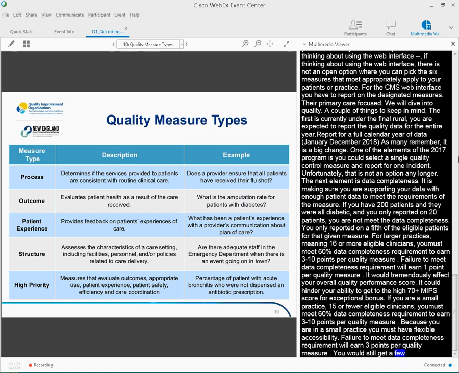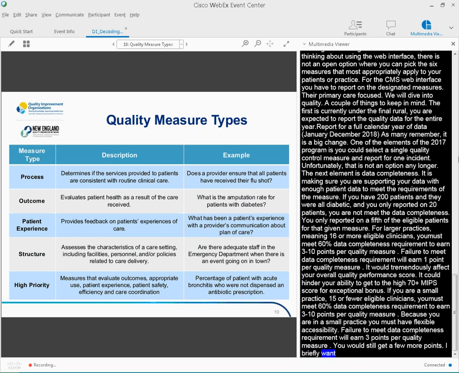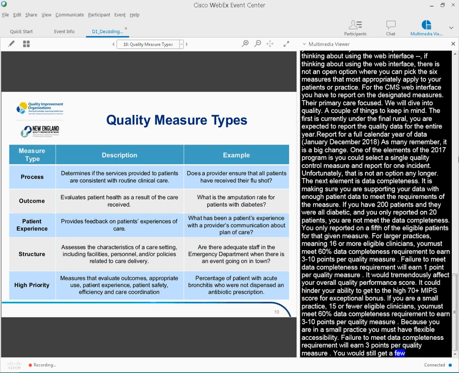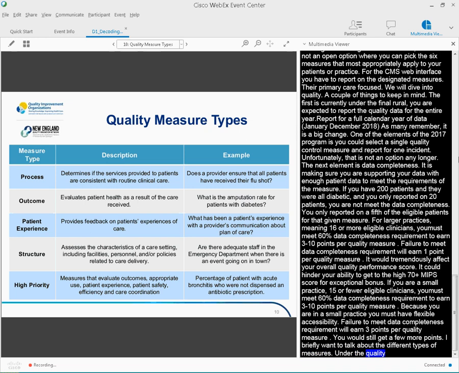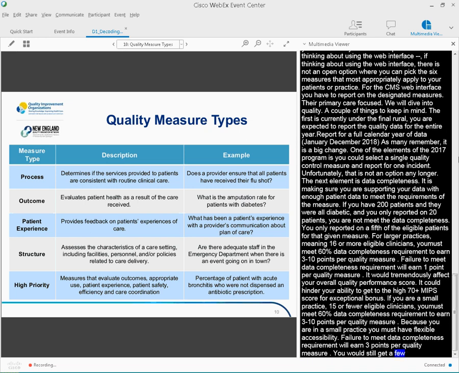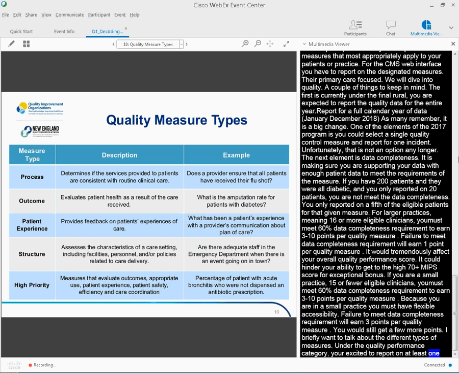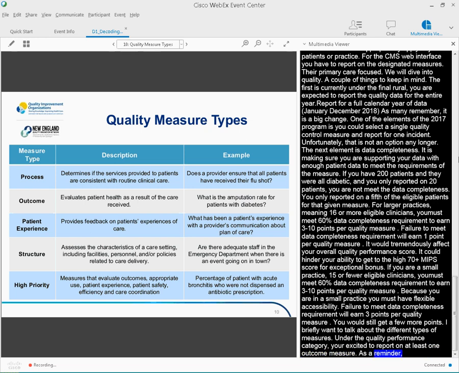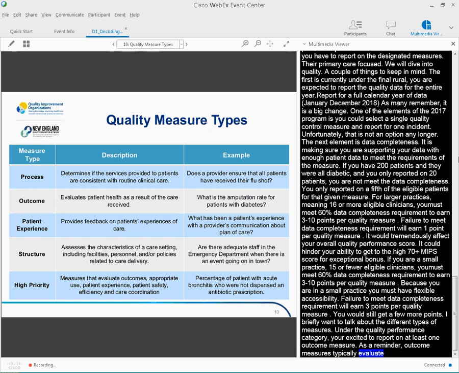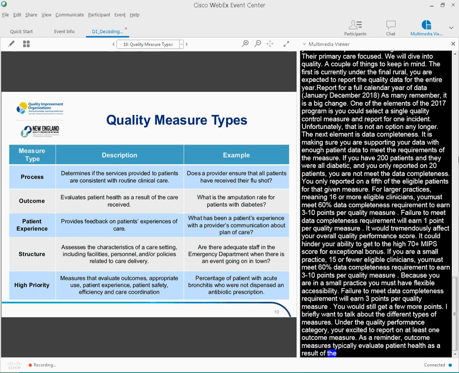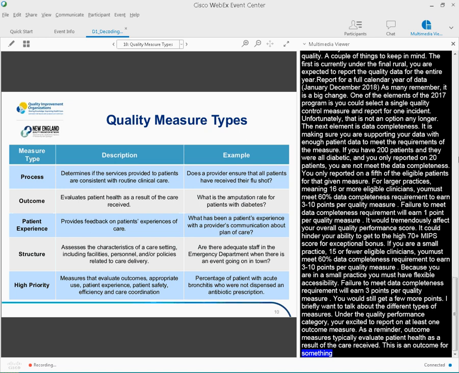Just briefly want to talk about the different types of measures. So under the quality performance category, you are expected to report on at least one outcome measure. As a reminder, outcome measures typically evaluate patient health as a result of the care received. As you can imagine, this is an outcome for something that you've already done. An example here is, what's the amputation rate for patients with diabetes?